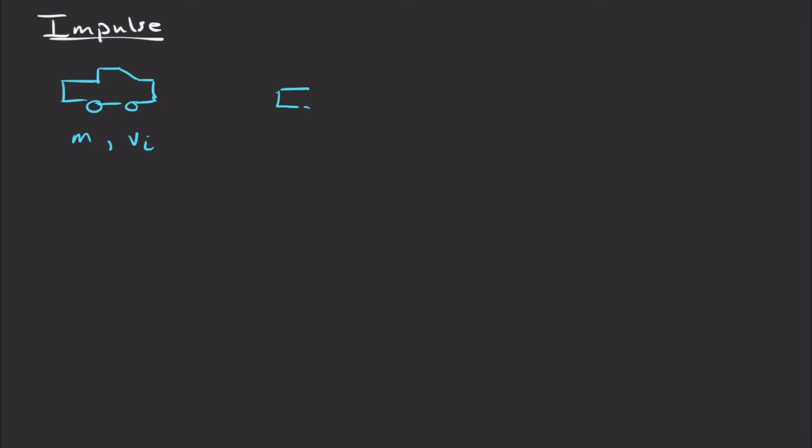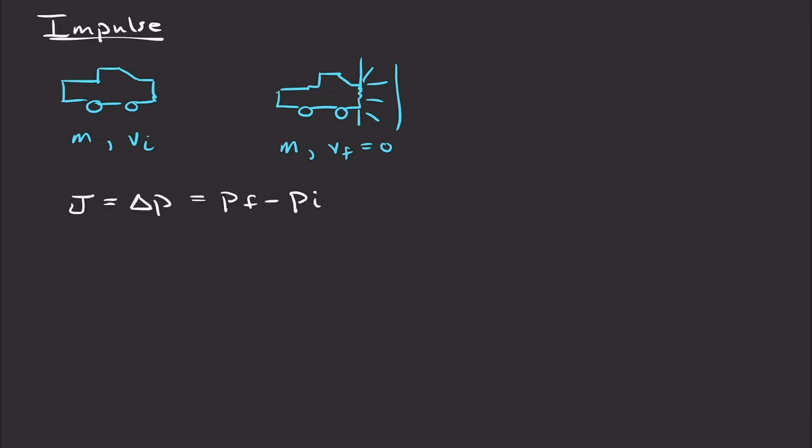And then later that truck is going to crash. Draw this the best I can. So now it has the same mass, but its final velocity is 0. Okay, so it had some initial momentum, and then it crashes into a wall. So your impulse is equal to your change in momentum. And so this is P_F minus P_I, or m v_F minus m v_I.